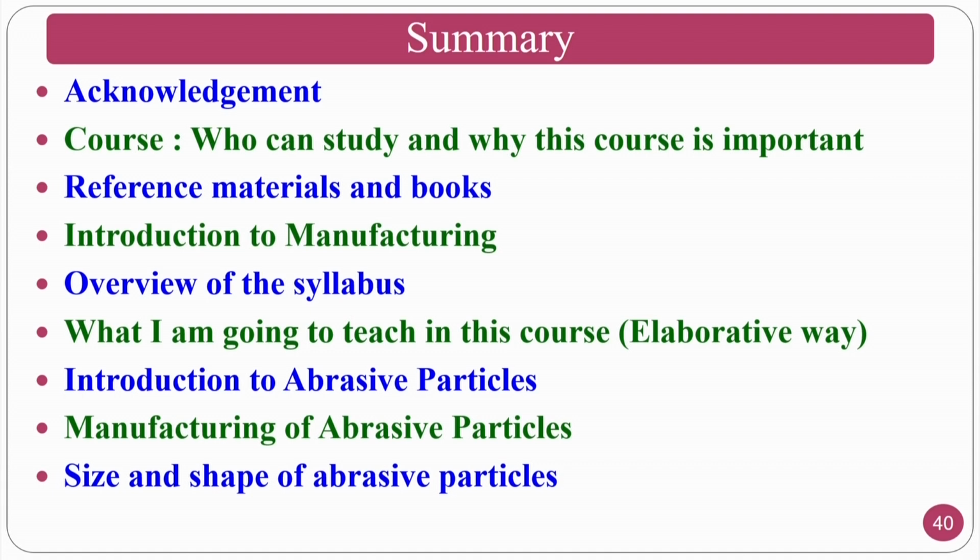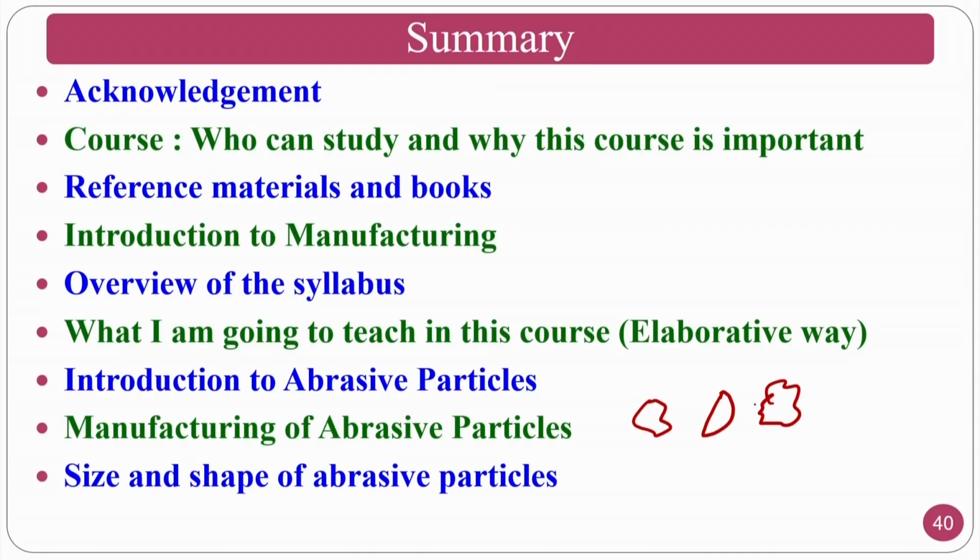The size is random, normally you can see it, and the shape too: the cutting edges are randomly oriented and the shape is also random. An abrasive particle may be like this, another abrasive particle may be like this, another like this. So, the shape is random, and at the same time the cutting edges, this cutting edge, this cutting edge and this cutting edge, are also random. If randomness increases, the surface roughness will be better and better, that means the surface roughness value will be lower and lower. And at the last, I am summarizing this class.